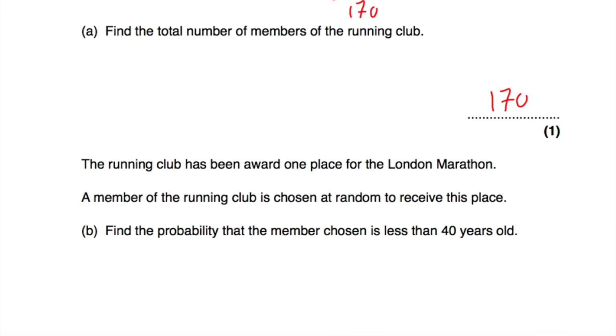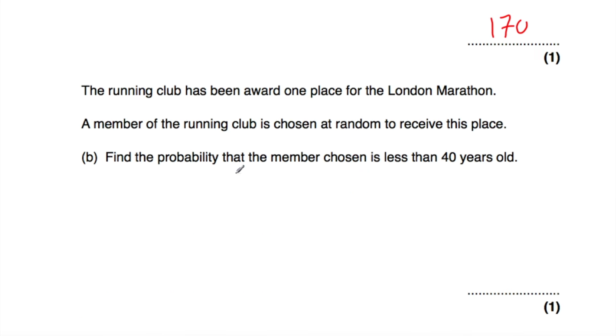And then part B says, the running club has been awarded one place for the London Marathon, and a member of the running club is going to be chosen at random to receive this place. So one of these 170 members is going to be lucky enough to receive a place for the London Marathon. And part B says, find the probability that the member chosen is less than 40 years old. So let's find out how many of the members are less than 40 years old.